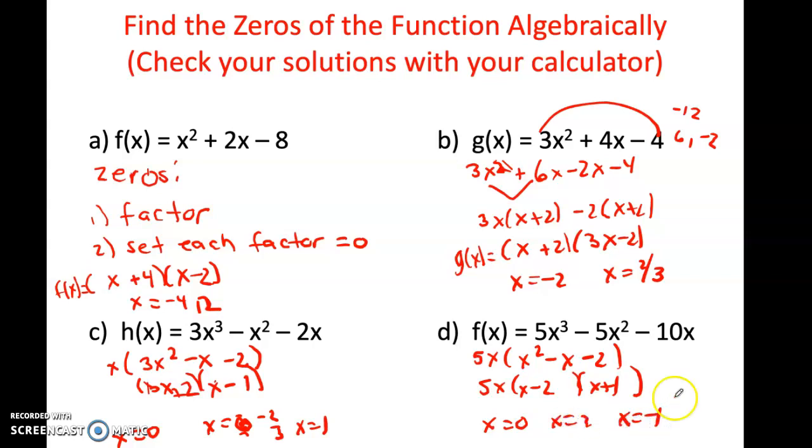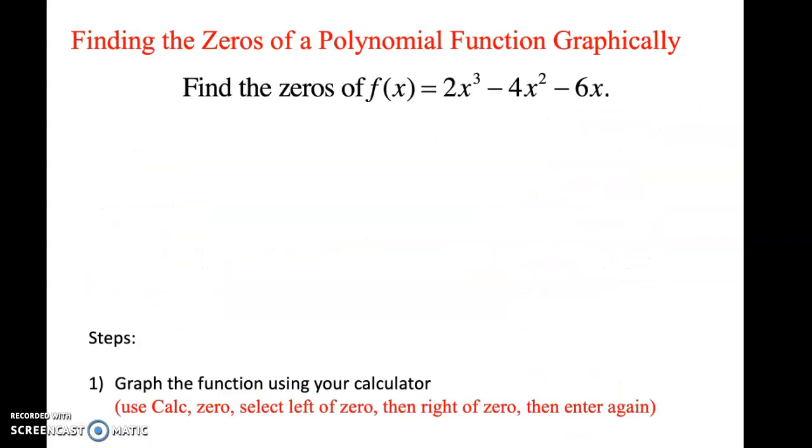That's just a review, but what we're going to do is find zeros if we can't factor it. So let's assume that we cannot factor this at all. So what we're going to do is use our calculator. Okay, so we're going to graph this, and I'm going to try again switching over.